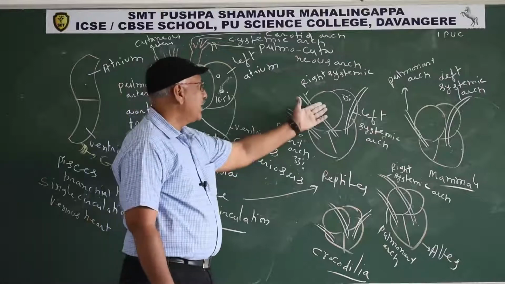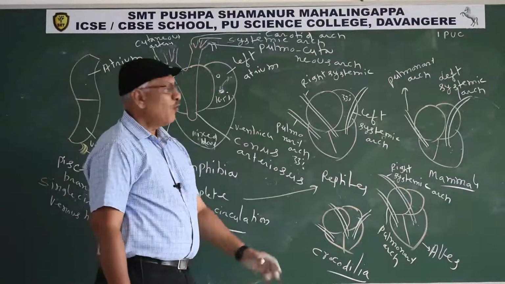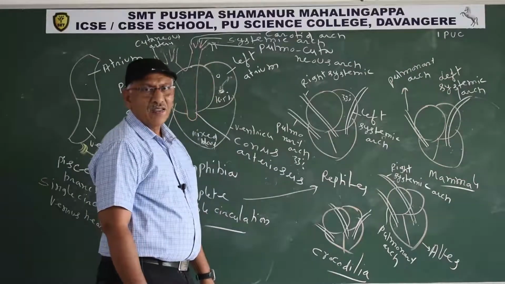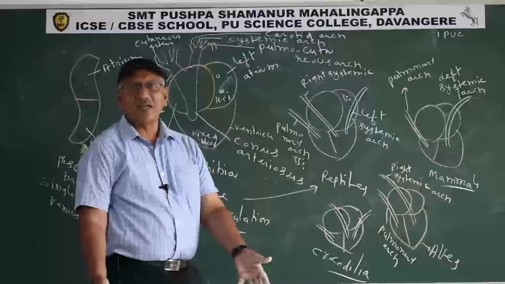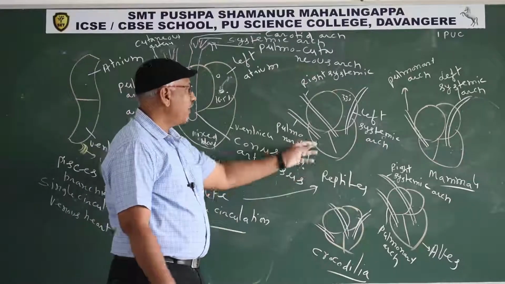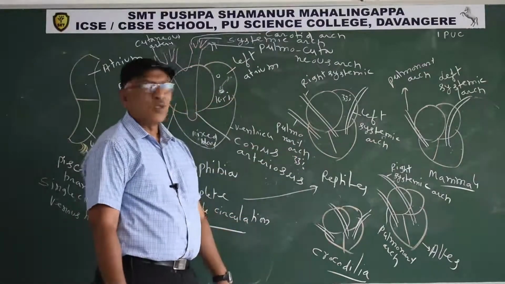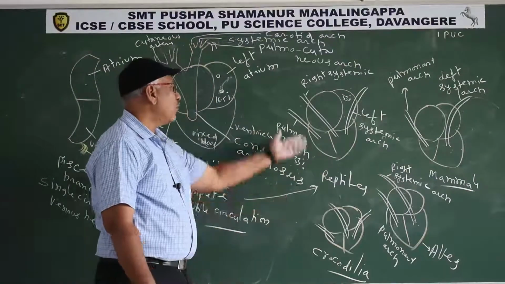The right atrium contains deoxygenated blood, and the left atrium contains oxygenated blood. When the atria contract, deoxygenated and oxygenated blood enter into the ventricle. In the ventricle, deoxygenated and oxygenated blood mix. Mixed blood is formed. This mixed blood only is circulated to various parts of the body.